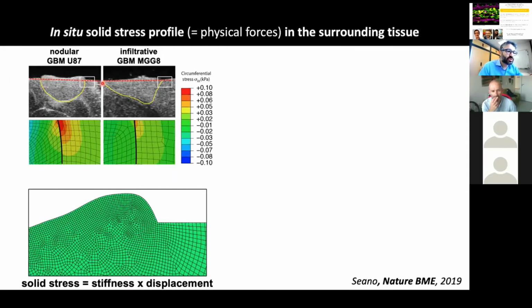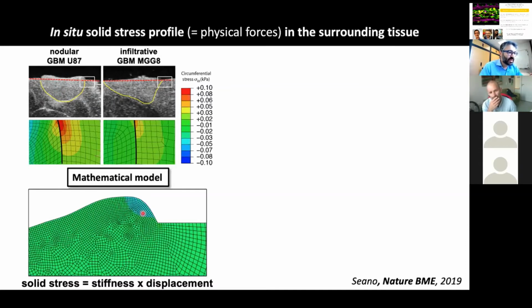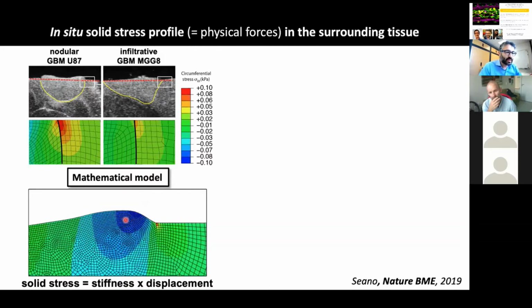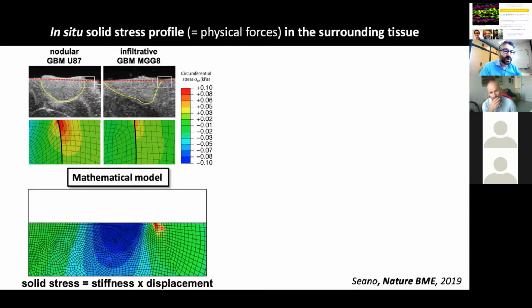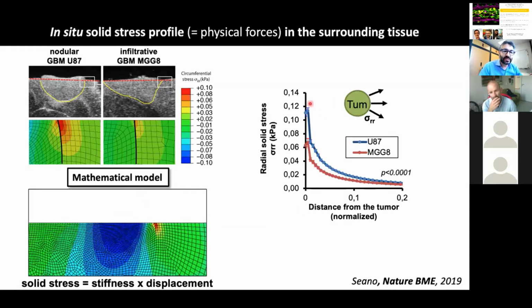So when you cut the tumor in half, and this is an ultrasonography image, you can see that the tumor actually bulges up and takes more space. And so you are releasing the stress. Without going too much into detail, mathematically, you can push back this bulging and you can quantify how much force is exerted in the surrounding tissue. And as expected, the nodular tumors are actually capable of pushing the surrounding tissue more than the infiltrative. This was something that you can hypothesize by thinking, but it had never been demonstrated.